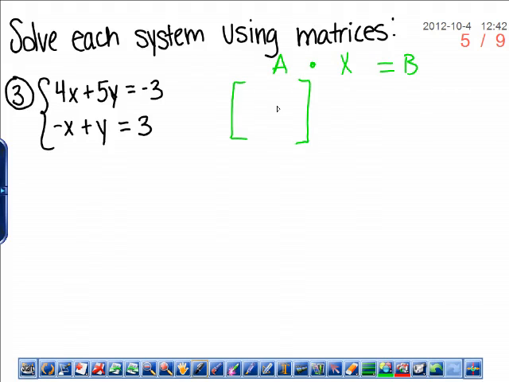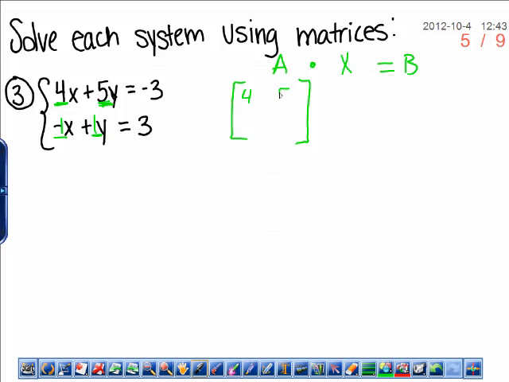The coefficient matrix. Where we get the values for matrix A comes from the coefficients of your variables. So, 4, 5, what's the coefficient of negative x? Negative 1. And what's the coefficient of y? 1.